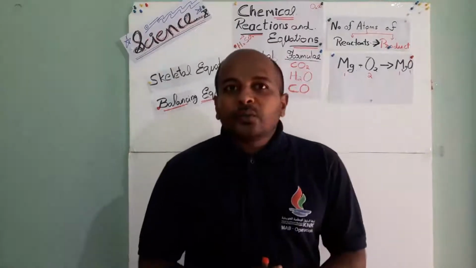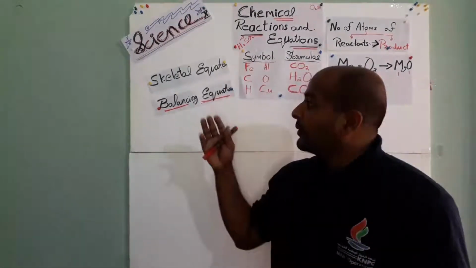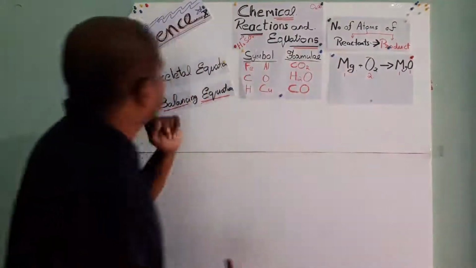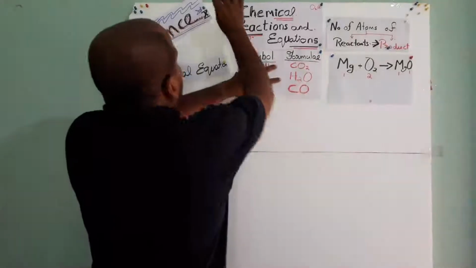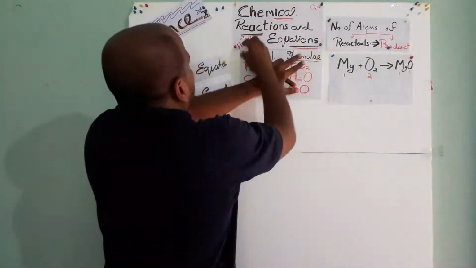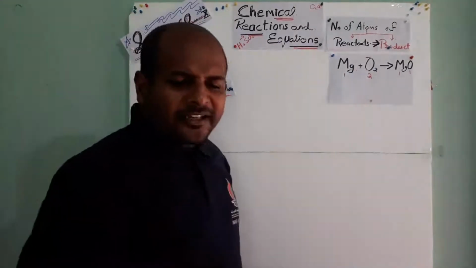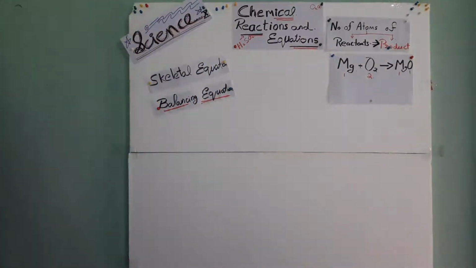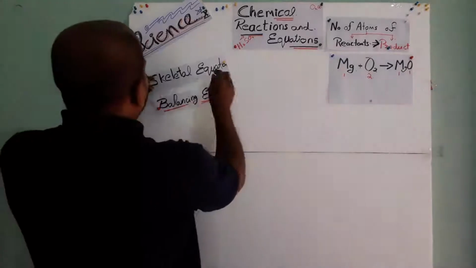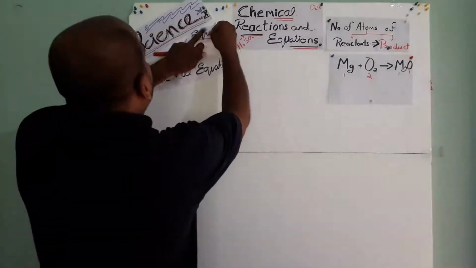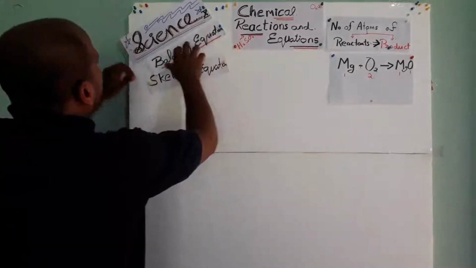So what we want to do? We want to make it balanced. This one I think you already know about symbols and formulae. I think you studied it in 8th or 9th standard, isn't it? So the main heading we are going to deal with is balancing chemical equations. So we need to balance the equation.